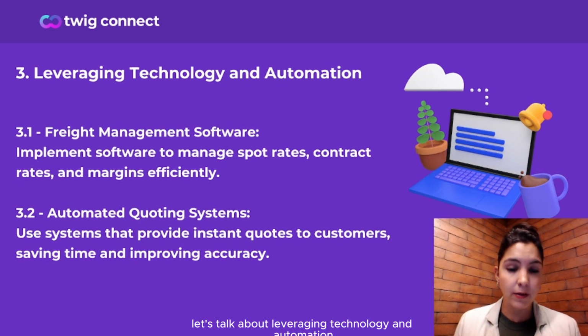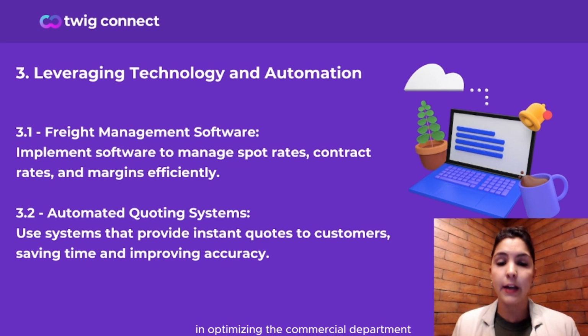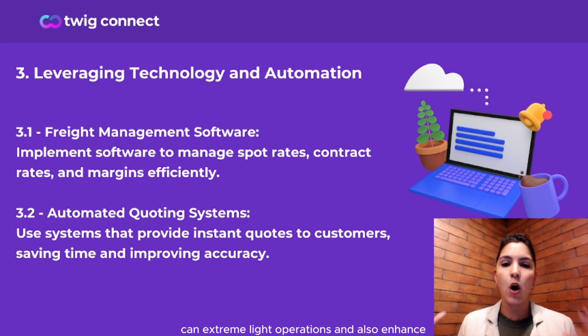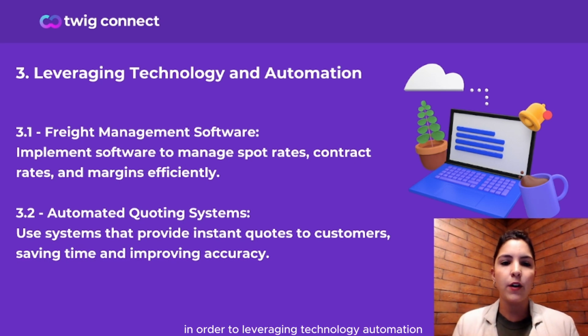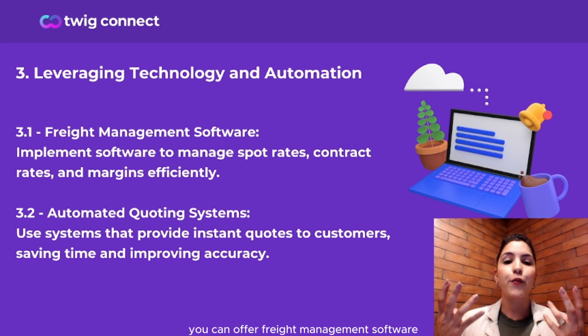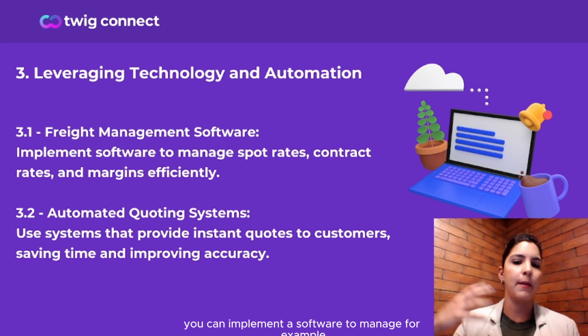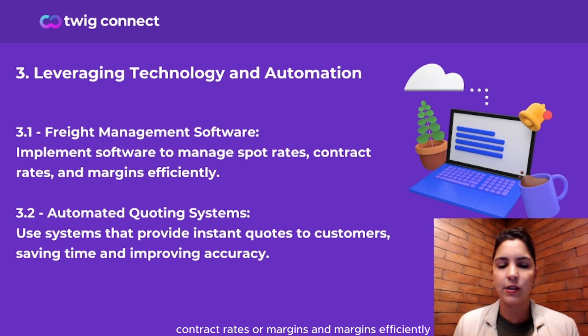Now let's talk about leveraging technology and automation. Technology, as you all know, plays an important role in optimizing the commercial department. So automation and digital tools can streamline operations and also enhance efficiency. So what should you do in order to leverage technology and automation? You can offer freight management software. You can implement software to manage, for example, spot rates, contract rates, or margins efficiently.